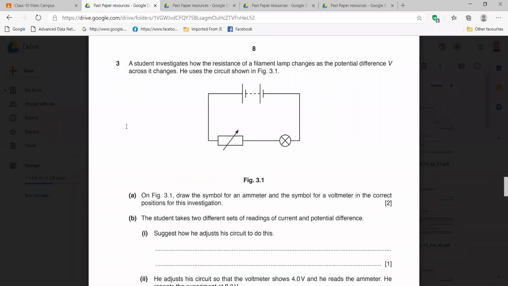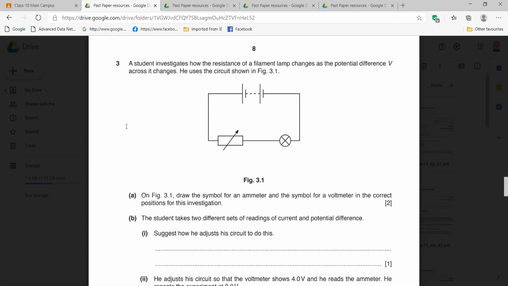A student investigates how the resistance of a filament lamp changes as the potential difference V across it changes. He uses the circuit shown in figure 3.1. Draw the symbol for an ammeter and the symbol for a voltmeter in the correct position for the investigation. The student takes two different sets of readings of current and potential difference. Suggest how he adjusts his circuit to do this.